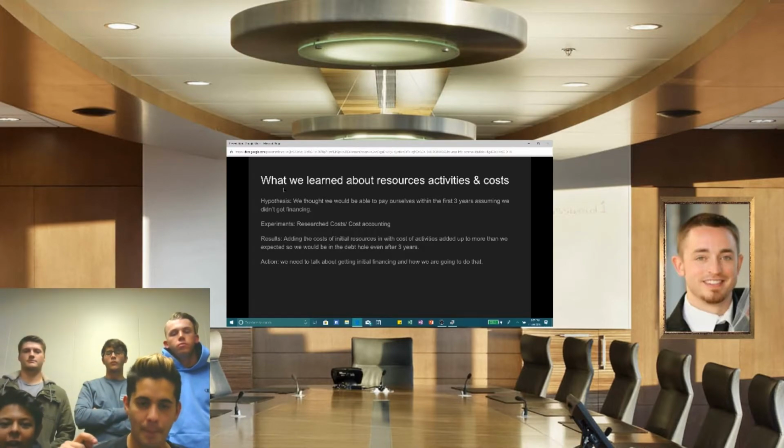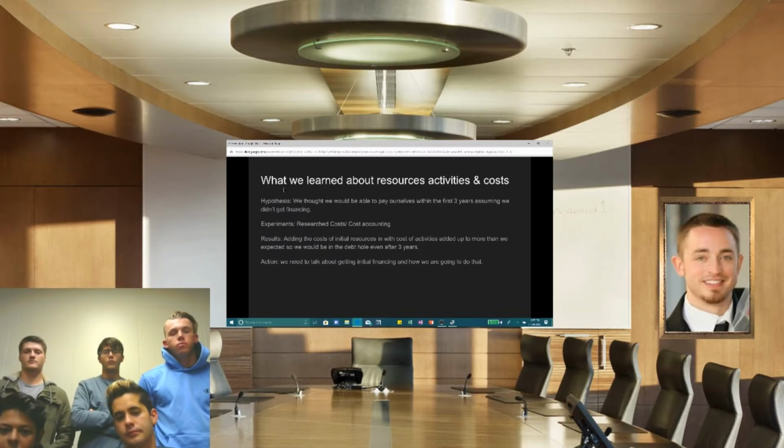Results: adding the cost of initial resources and the cost of activities added up to more than we expected. So we would be in debt for 3 years, or after 3 years still. And action, we need to talk about getting initial financing and how we are going to do that.